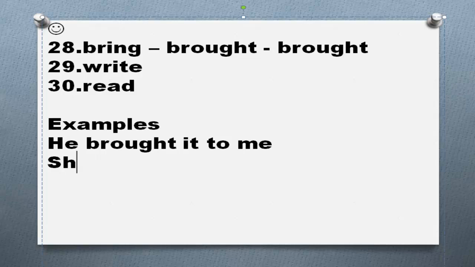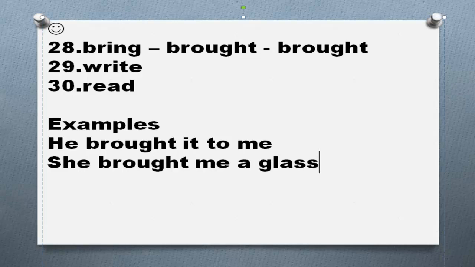Далее. She brought me. Она принесла мне стакан сока. She brought me a glass of juice.